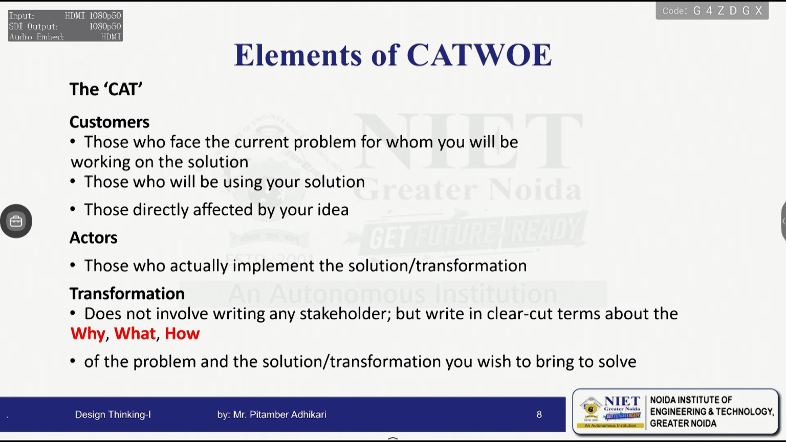First we will discuss CAT, that is the first three letters, and after this we will discuss WOE, the other three terms. So what is the meaning of CAT? Here C stands for customer, A stands for actors, T stands for transformation, W stands for worldview, O stands for owner, and the last one, E, is for environmental constraints. So that is the full form of CATWOE.